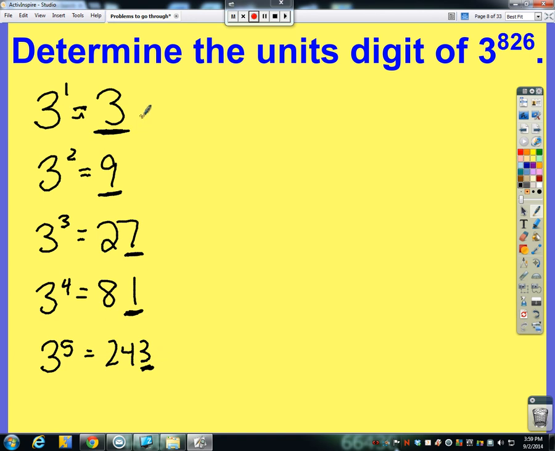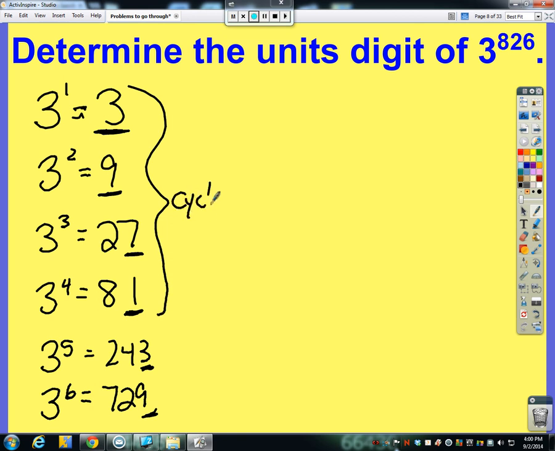Now, you might stop there and go, all right, well, we've got a repeat now, so does that mean the pattern's 4? I would always check one more time. What about 3 to the 6th? That's 729. So yes, we can see that the pattern appears to be repeating in cycles of 4.